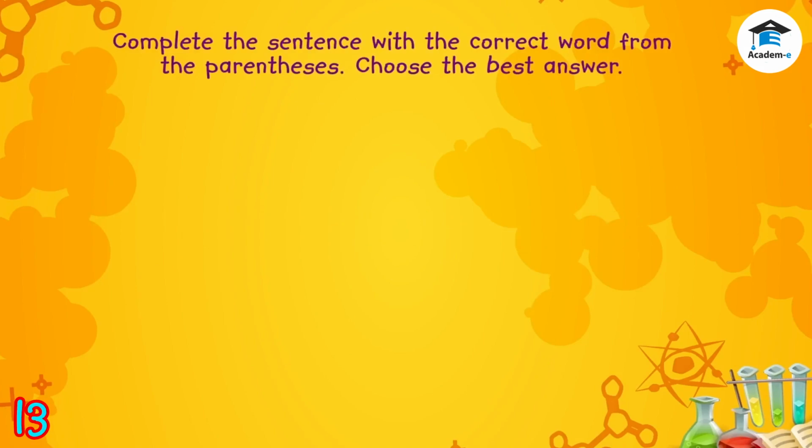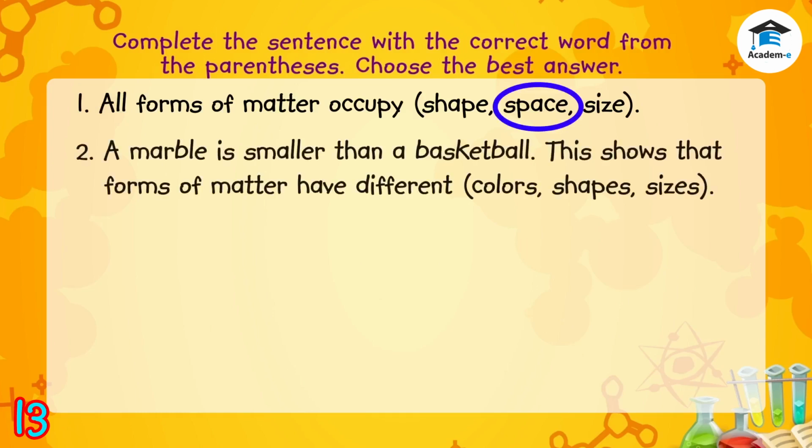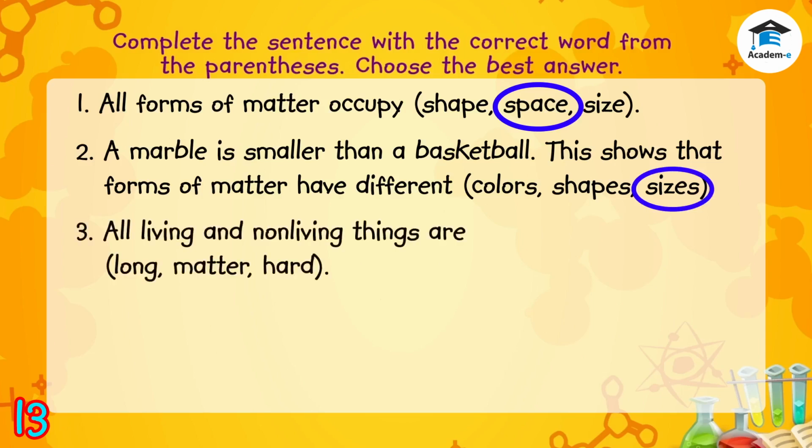Let's have an activity. Complete the sentence with the correct word from the parentheses. Choose the best answer. 1. All forms of matter occupy (shape, space, size). 2. A marble is smaller than a basketball. This shows that forms of matter have different (colors, shapes, sizes). 3. All living and non-living things are (long, matter, hard).